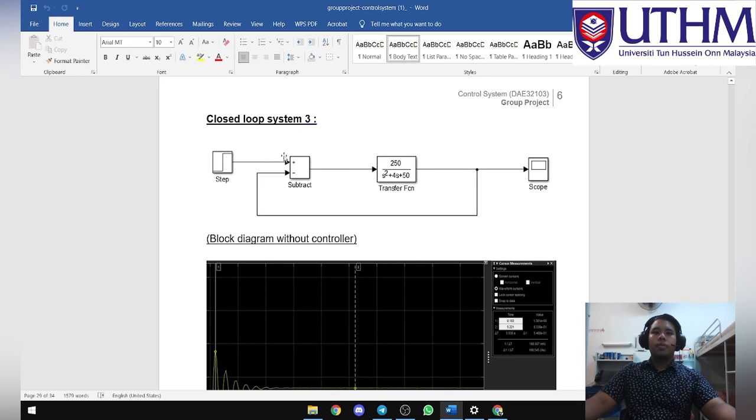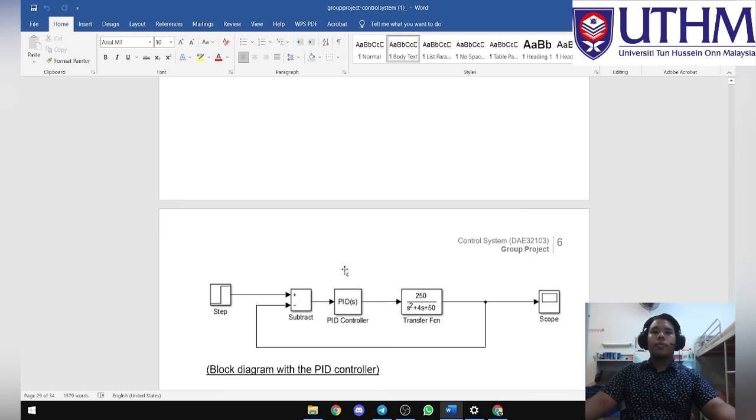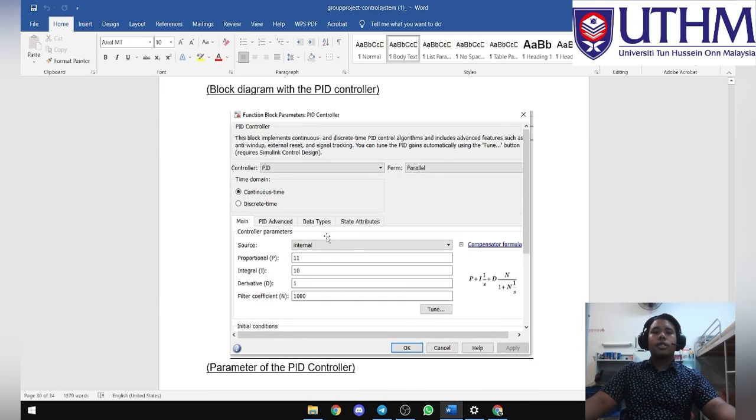I will present to you about closed loop system 2. This is the block diagram without controller, and this is the result, the graph of the block diagram without a controller. This is the block diagram with the PID controller, and these are the parameters of the PID controller: proportional is 11, integral is 10, derivative is 1, filter coefficient is 1000.